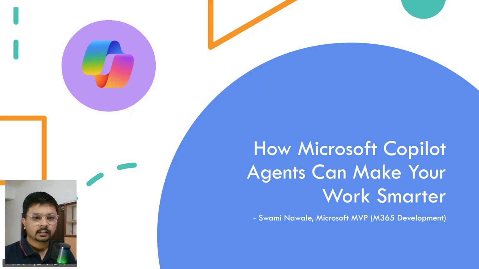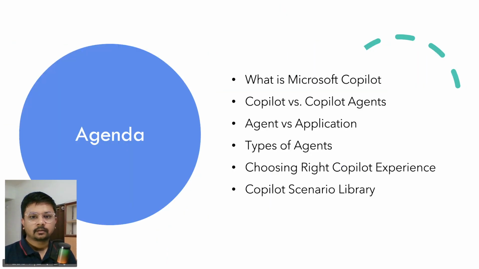So for this video, let's focus on the agenda: what Microsoft Copilot is, what the difference is between Copilot and Copilot agents, how agents are different from an application, what the types of agents available are, then how we can choose the right Copilot experience in order to develop something. And there are some use cases that Microsoft also has in their Copilot scenario library that we are going to see, like how different departments and different domains can use Copilot in order to improve their process.